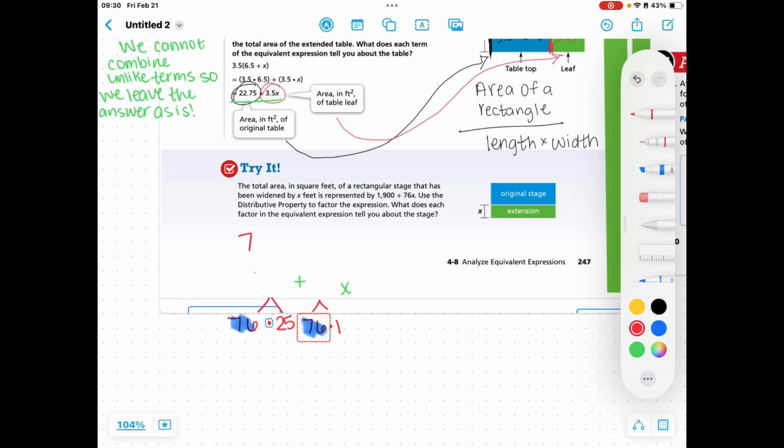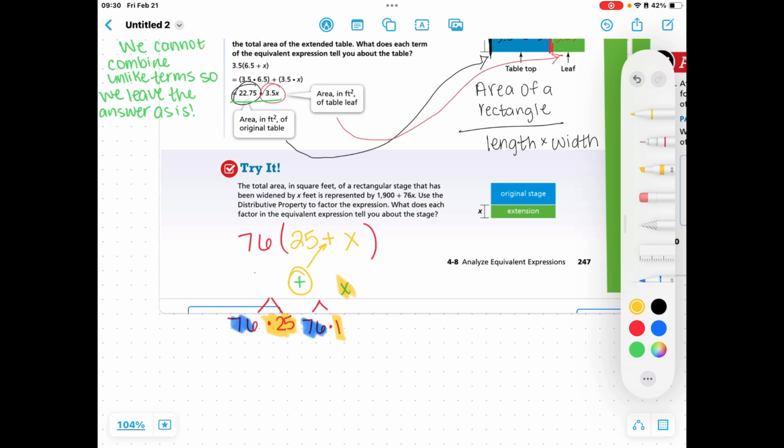76 gets pulled out. Now, what got left over after I pulled out that 76? Well, what got left is 25. So that's what you write, 25. Keep your plus sign. Your plus sign stays the same. And then you multiply 1 times x, which is just an x.